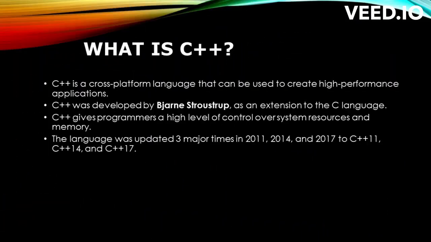So first, what is C++? C++ is a cross-platform language that can be used to create high-performance applications. It was developed by Bjarne Stroustrup as an extension to the C language. Also, it gives programmers a high level of control over system resources and memory. And this language was updated three major times, in 2011, 2014, and 2017, to C++11, C++14, and C++17.